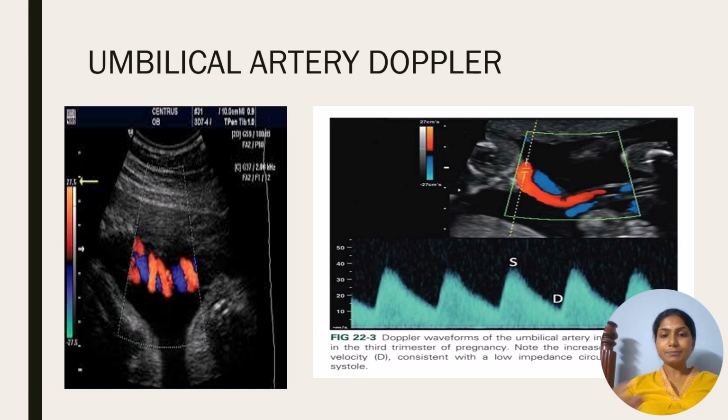What happens as the fetal resistance increases, or as the baby goes into fetal growth restriction and into a decompensated stage? The diastolic velocity goes on decreasing. Then we can have reduced diastolic flow, absent diastolic flow, and reverse diastolic flow. These are the pathological variants of the umbilical artery Doppler.